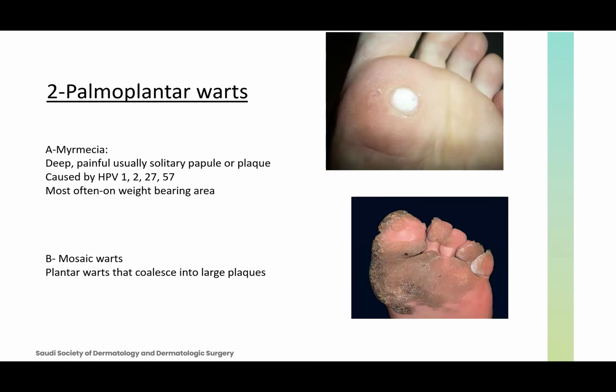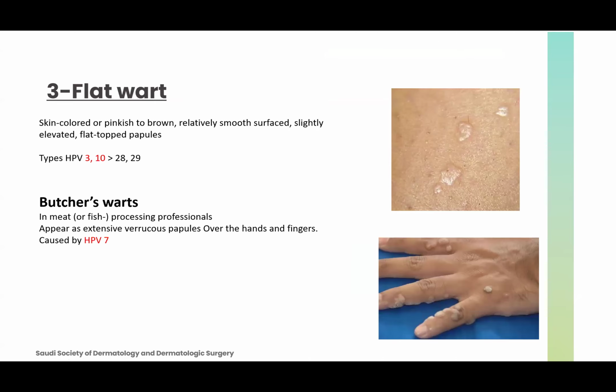Moving to the second type, palmoplantar wart, we can also subdivide it into two subtypes. The first one is myrmecia, which is characterized by deep, painful, solitary papules or plaques, mainly caused by HPV 1, 2, or 57, and most of the time affecting the weight-bearing areas. The second subtype is mosaic wart, usually considered to be plantar warts that coalesce into large plaques. Moving to the last subtype of the cutaneous wart, which is flat wart.